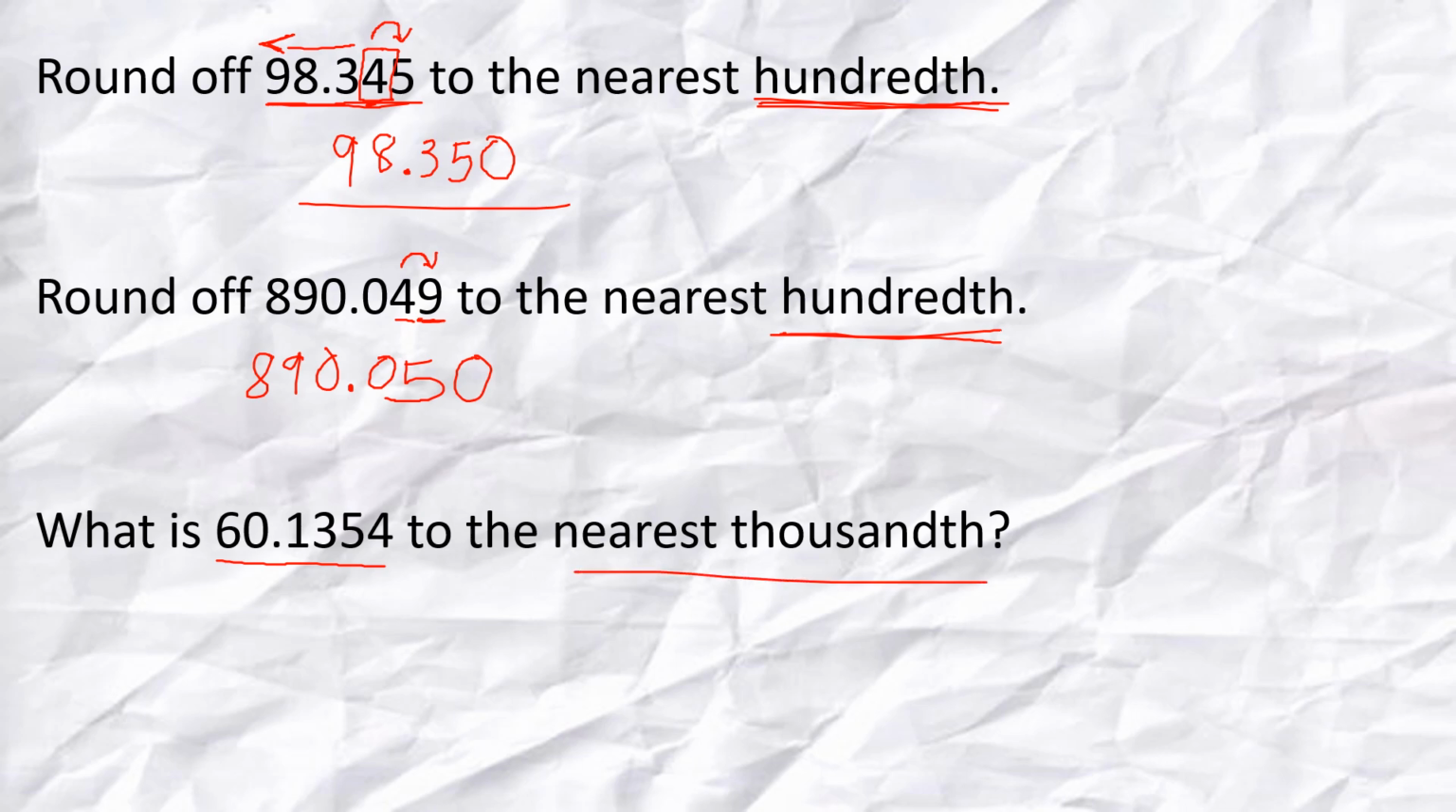Next, what is 60 and 1354 ten-thousandths to the nearest thousandth? So we will round it off to the nearest thousandth. The digit that is in the thousandths place is the digit 5. Looking at the digit to its right, it's 4. The rule says if the number is 4, 3, 2, 1, or 0, you have to round down, meaning there will be no changes on the digit. So it will stay as 5. And then just copy the remaining numbers on the left side. So this is 60, decimal point, 1, 3, and then 5. And then this digit 4 here will now become 0.